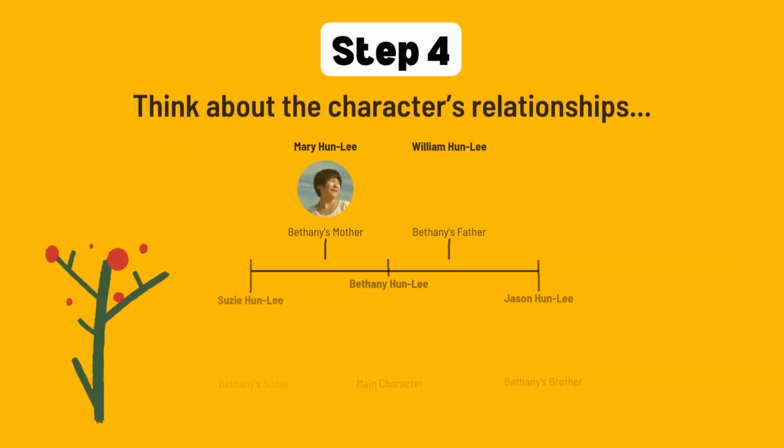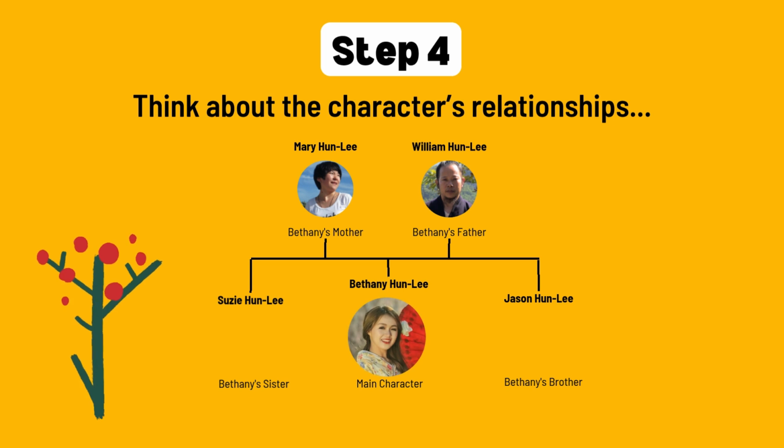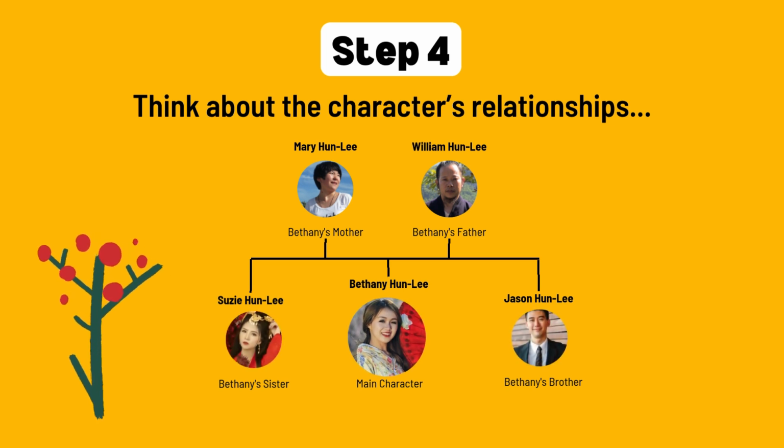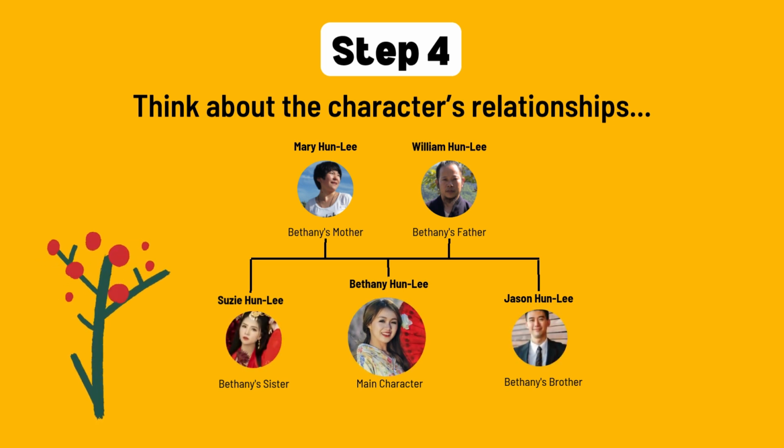Step 4. Think about the character's relationships. Relationships can include family, friends, partners, and even enemies. Who does your character talk to the most? Do they have any siblings? Who is their best friend? Which person do they hate? You might even want to create a family or character tree to help you link up your character's relationships visually.